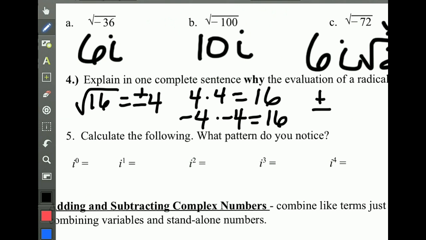Okay? So now let's go into different values of i to some power. So let's start here with i to the 0 power. Anything to the 0 power is always, don't say 0, it is always 1. Okay? i to the first would just be i. i squared, remember, if the square root of negative 1 equals i, and then I square both sides, that cancels out. i squared equals negative 1. This is an important one right here.